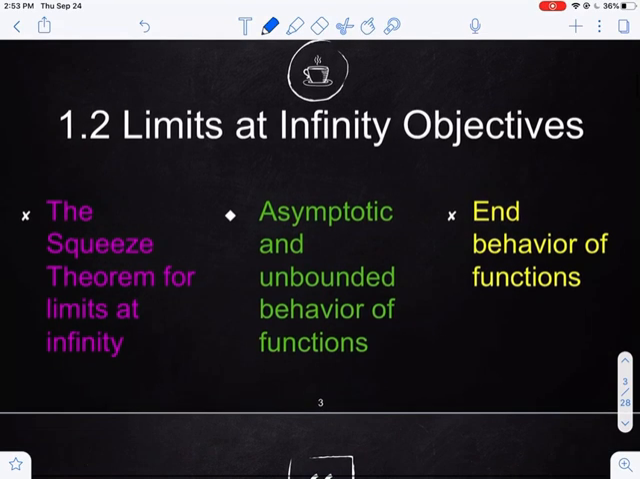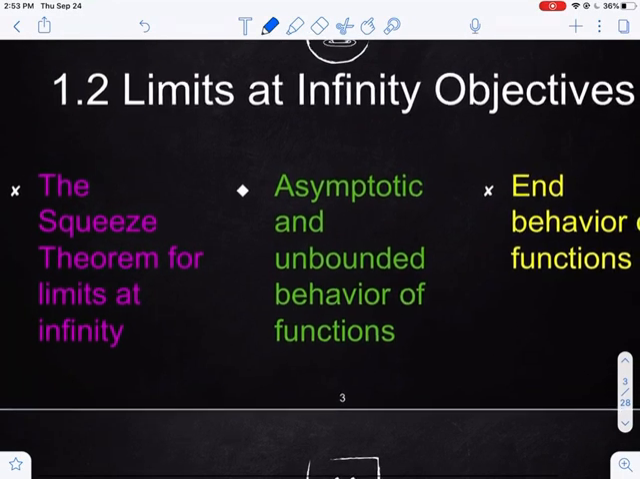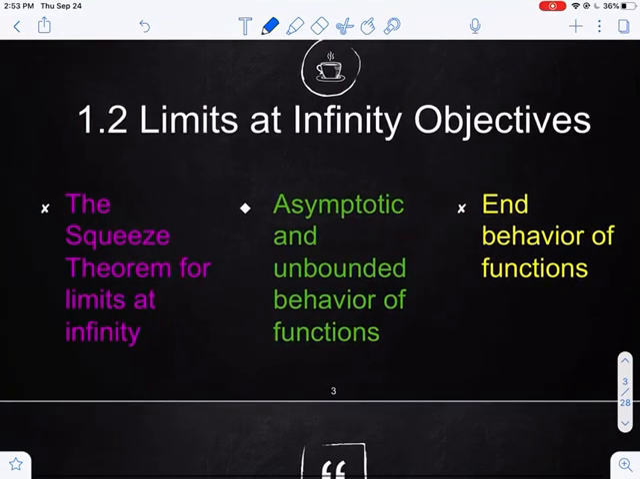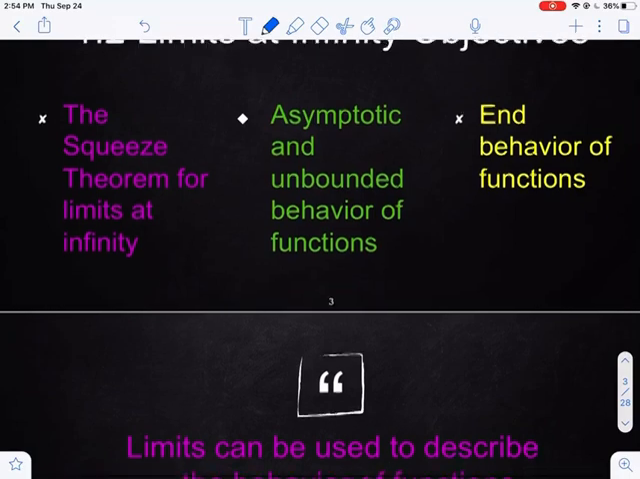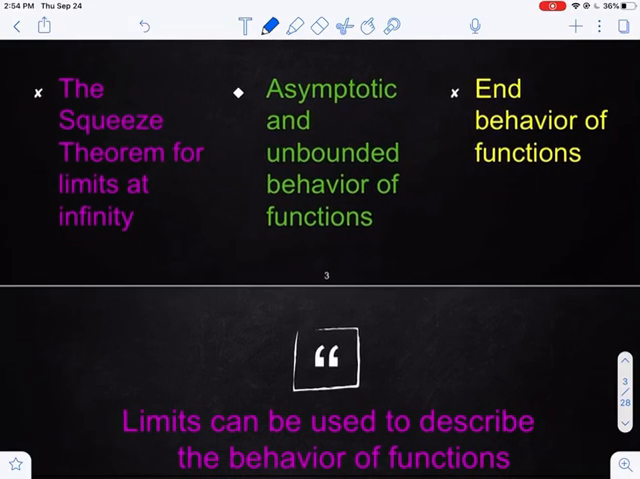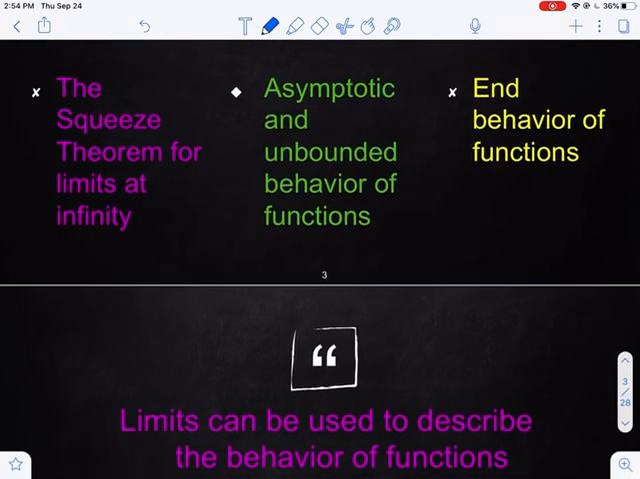Limits at infinity. What we're going to be working with here is the squeeze theorem for limits at infinity. We've already worked with those at a particular value, say c, the limit as x approaches c. Now we're going to look at the limit as x approaches infinity or negative infinity. We have asymptotic and unbounded behavior of functions, such as those at vertical asymptotes, and then end behavior of functions where, as x approaches infinity, it might approach a finite value at a horizontal asymptote.